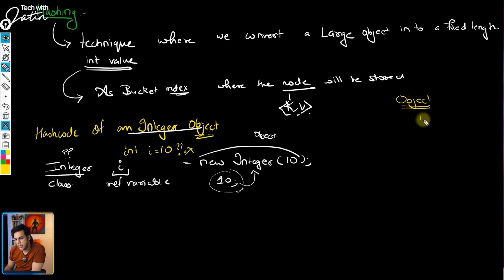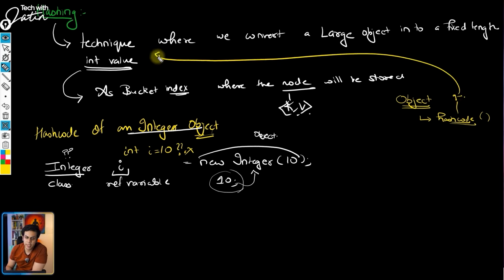This particular class, guys, has a method called the hashCode method. As the name suggests, it generates the hash code, which basically uses a technique called hashing that converts a large object into a fixed length integer. So with the help of the hashCode method, I will get a fixed length integer value for any object. So over here, if I want to get the hash code of the Integer object, I can say int, or let's say i.hashCode(). What will be the answer?